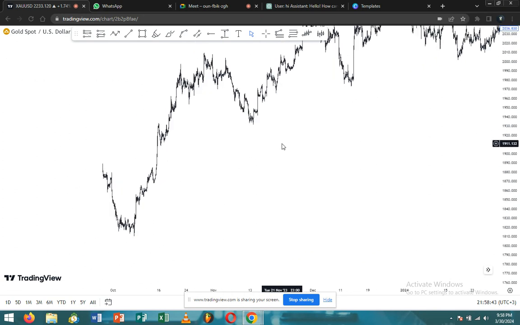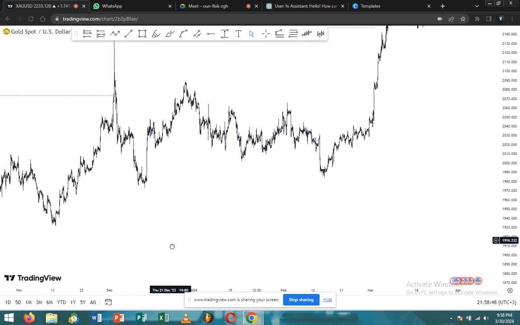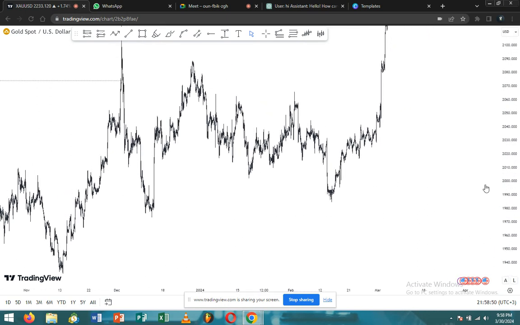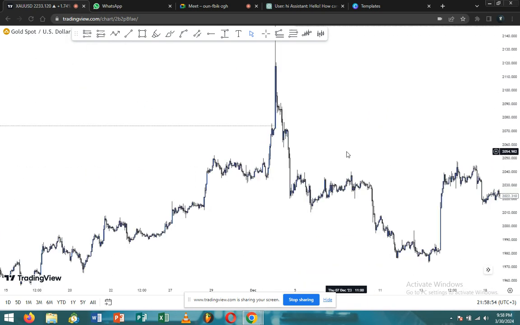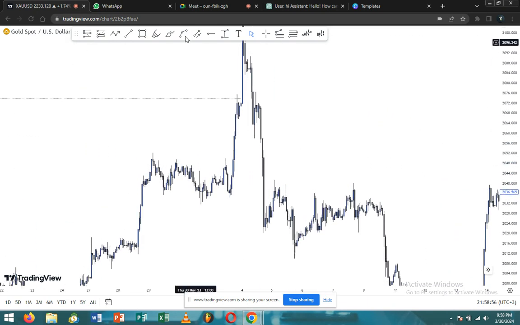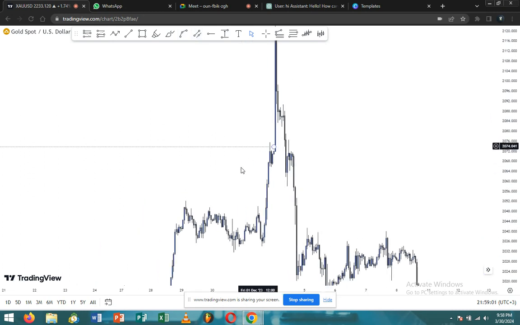Oh, this was too far. So let me analyze it from this area here. We like this area so much. This is why we had the sweep. Okay, at around this point.